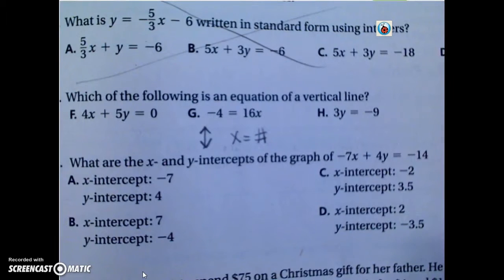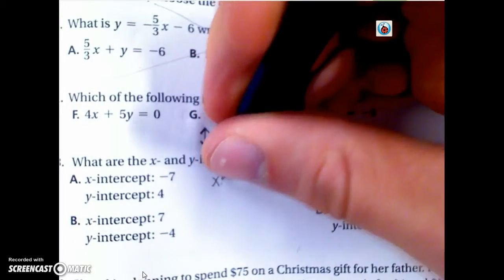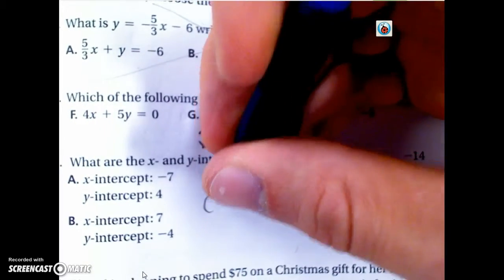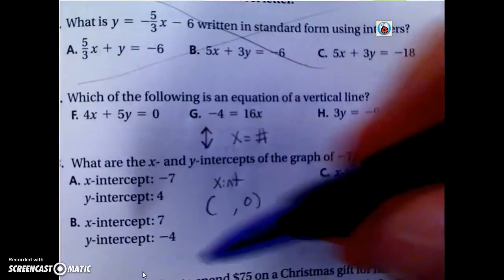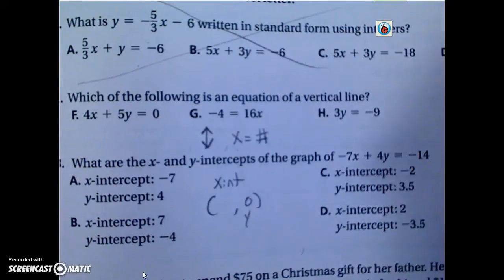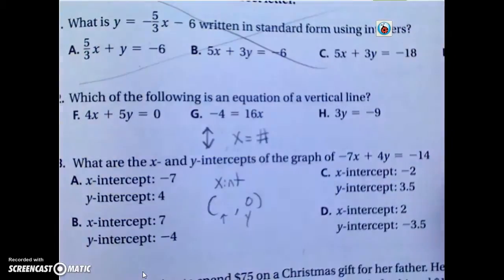So number 3 is saying, what are the x and y intercepts of this graph? Now, for us here, this is an equation in standard form. So to solve for our x-intercept, you would want to plug in a 0 for your y-coordinate. Right? So if I plug in 0 for my y-coordinate into my equation, taking away this y term, I'd be able to figure out what is this x-intercept, right?